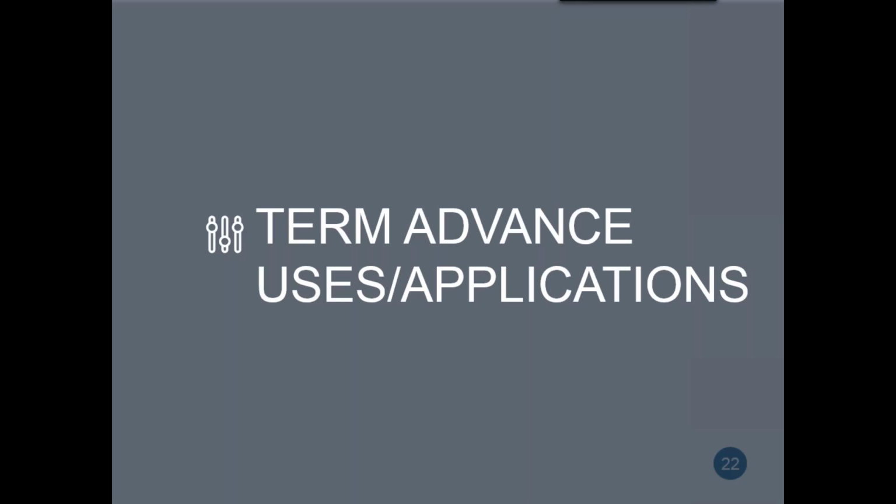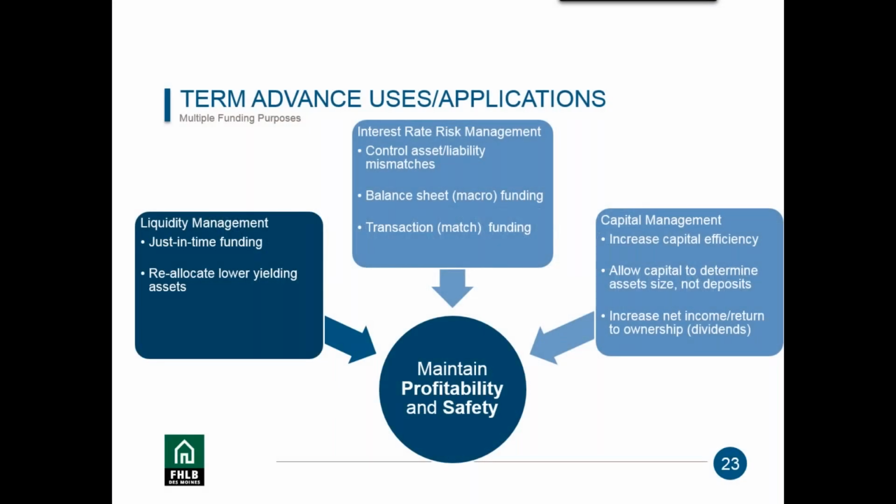So now that we've outlined the features of term advances and everything we've got in the portfolio, let's review some purposes or actual applications for these advances. We can generally categorize the purpose of term advances as falling into 3 frequently overlapping categories. 1, liquidity management, 2, interest rate risk management, and 3, capital management. All of our members manage their balance sheets with safety and profitability as their primary objectives.